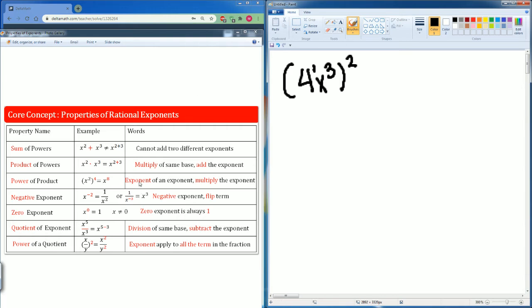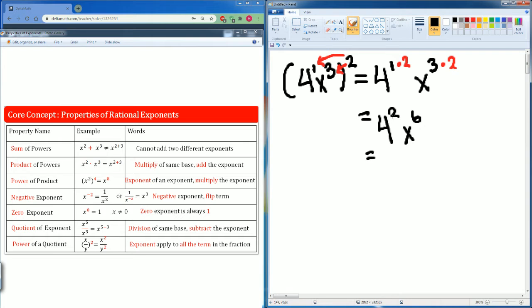And it says here, if you have an exponent of the exponent, you're going to multiply the exponent. So 4 to the 1 is going to be multiplied to that exponent of 2. Then the x has an exponent of 3, and that's also going to be multiplied by the 2. Four to the power of 1 times 2, which is just 2. X to the power of 3 times 2, which is 6.